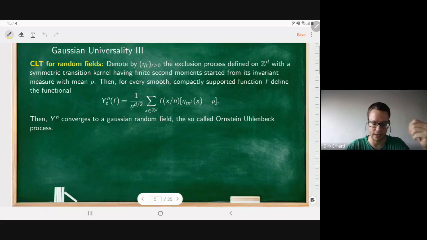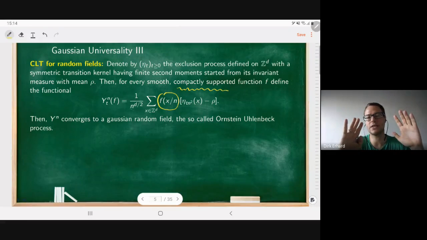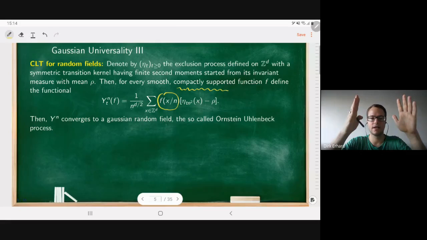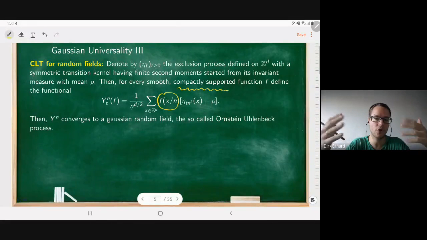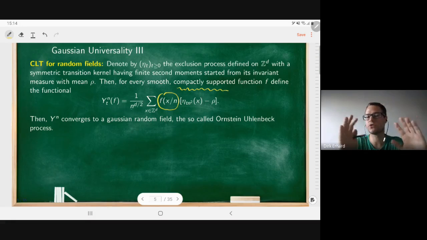So let's check this functional out. What happens here? First of all, here we have f at position x divided by n. f has a compact support. Let's think of support of size 1. This means f of x divided by n is 0 as soon as the norm of x divided by n is larger than 1. So the norm has to be less than 1. This means in the sum there are roughly n to the d points.